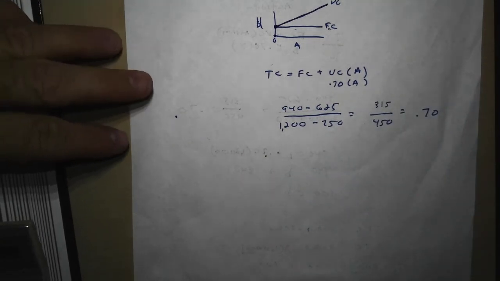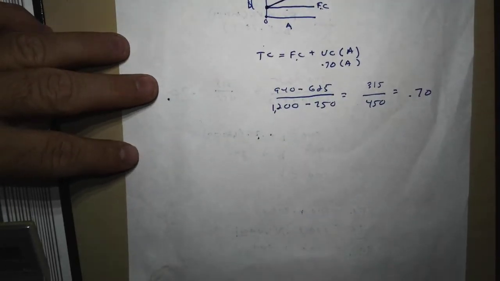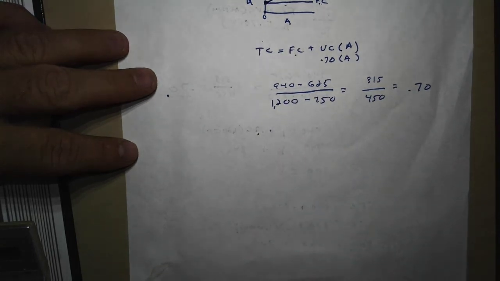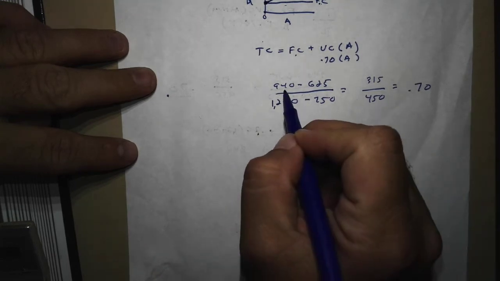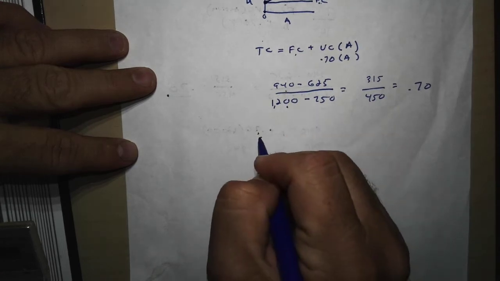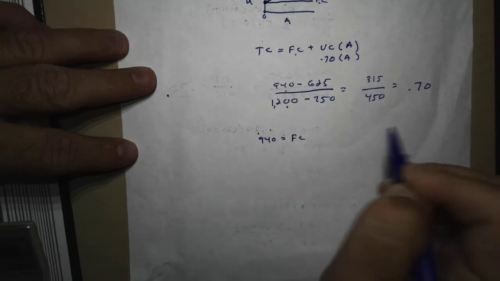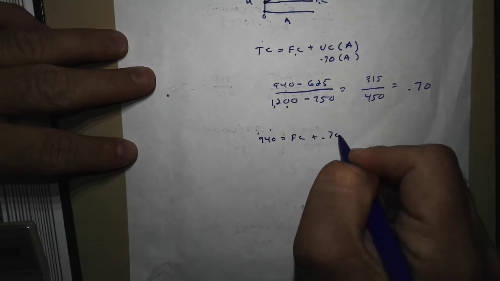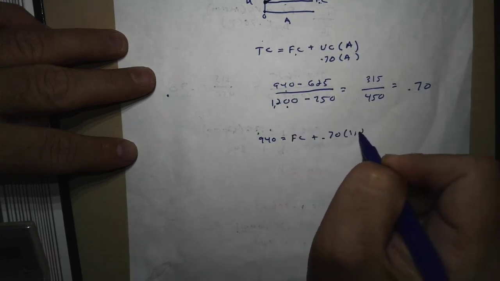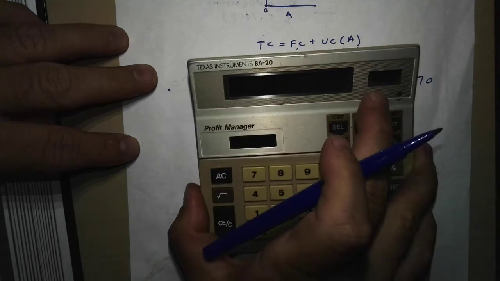The next piece of information we want to know is, what's our fixed cost? What's this intercept here? All right, so we're going to plug in either the highest level of activity or the lowest level of activity. Let's just do the highest here. Okay, so total cost at 1,200 units shipped is 940. All right, so 940 is going to equal fixed cost, which we still don't know, plus 0.70, which is our slope or our variable cost per unit, times the 1200 activity level. All right, so multiply this out.